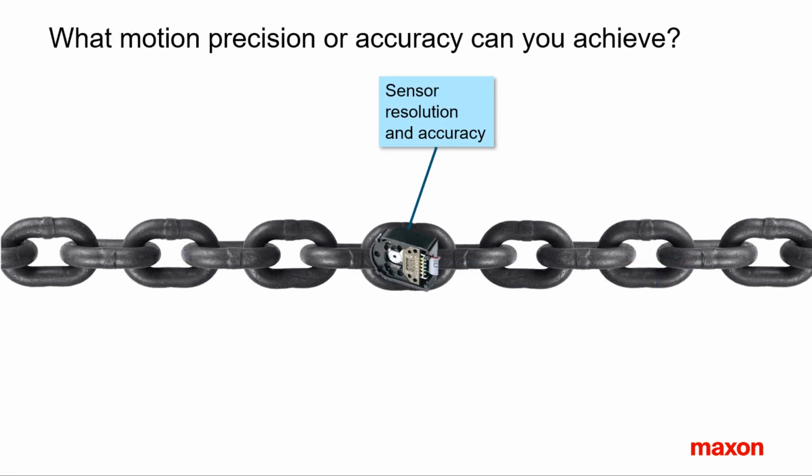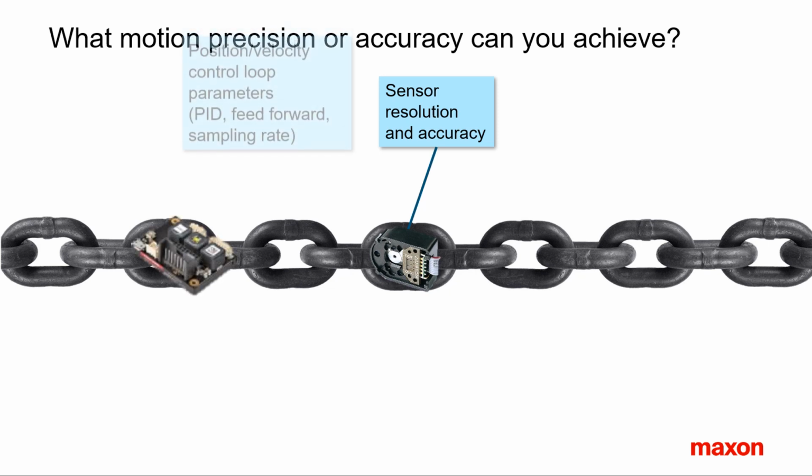Again, the weakest link in the drive chain and the combination of it all defines the quality of motion. Typically you would say it's the sensor resolution and sensor accuracy that gives a perfect control. But this is just one element.